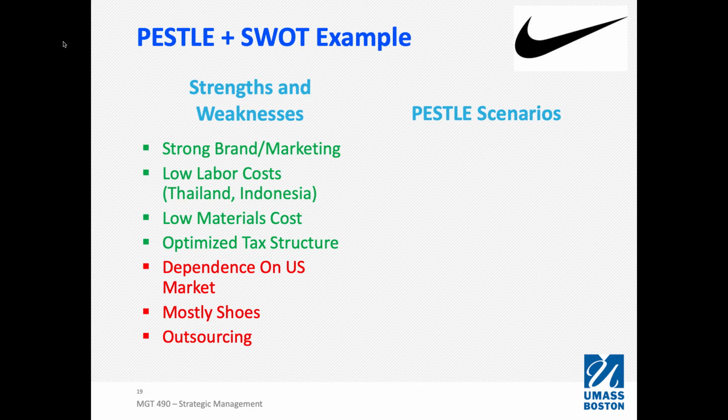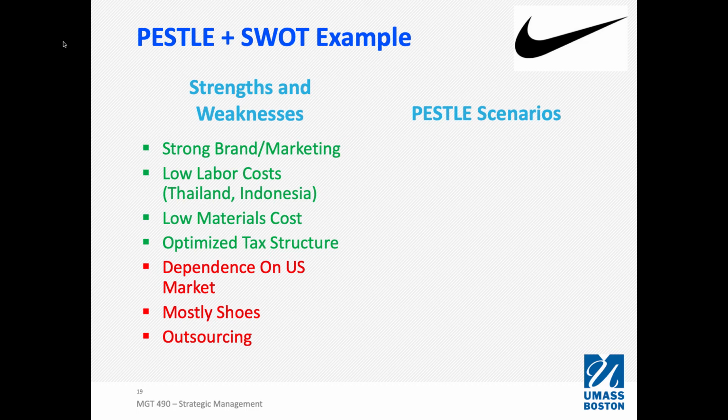Okay. Optimized tax structure. Does anyone know what that means? They have set up their business such that there are subsidiaries all over the world. Okay, and it allows them to essentially avoid paying income tax in the United States. Some other things we didn't talk about. Most of their profits come from the U.S. market. We talked about mostly shoes, and they outsource their production elsewhere. Okay, and I have these as green and red because in some respects these are strengths and these are weaknesses, but they cut both ways.